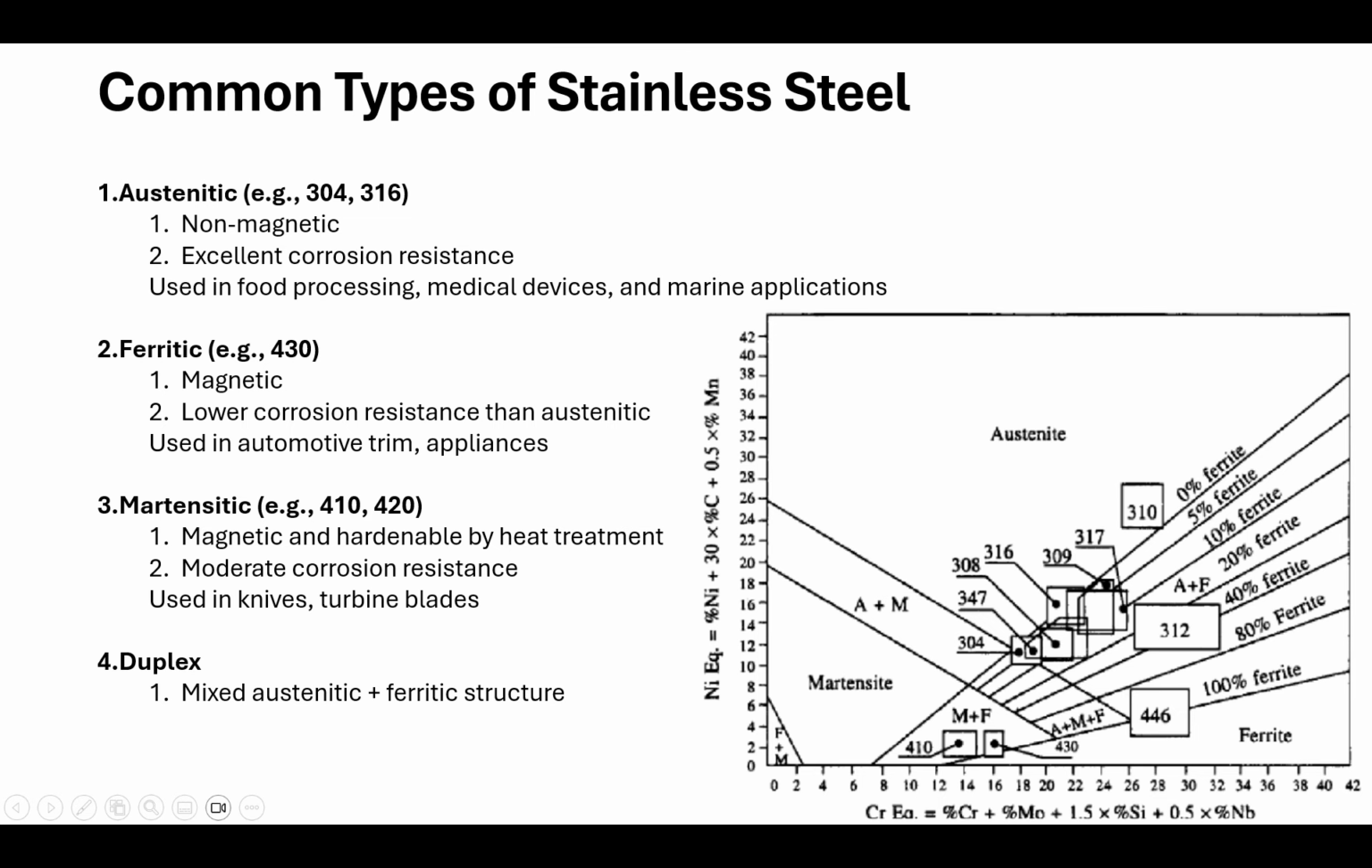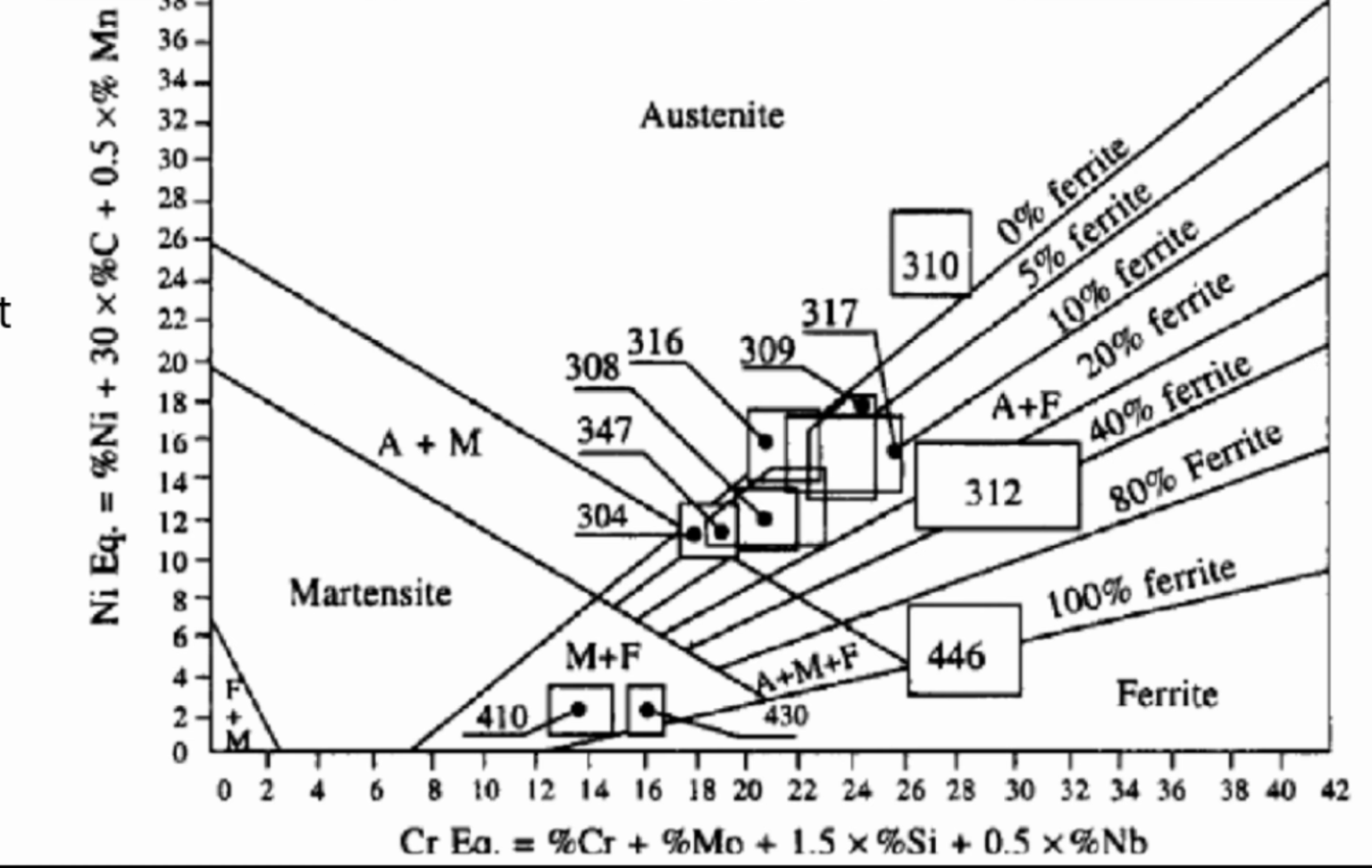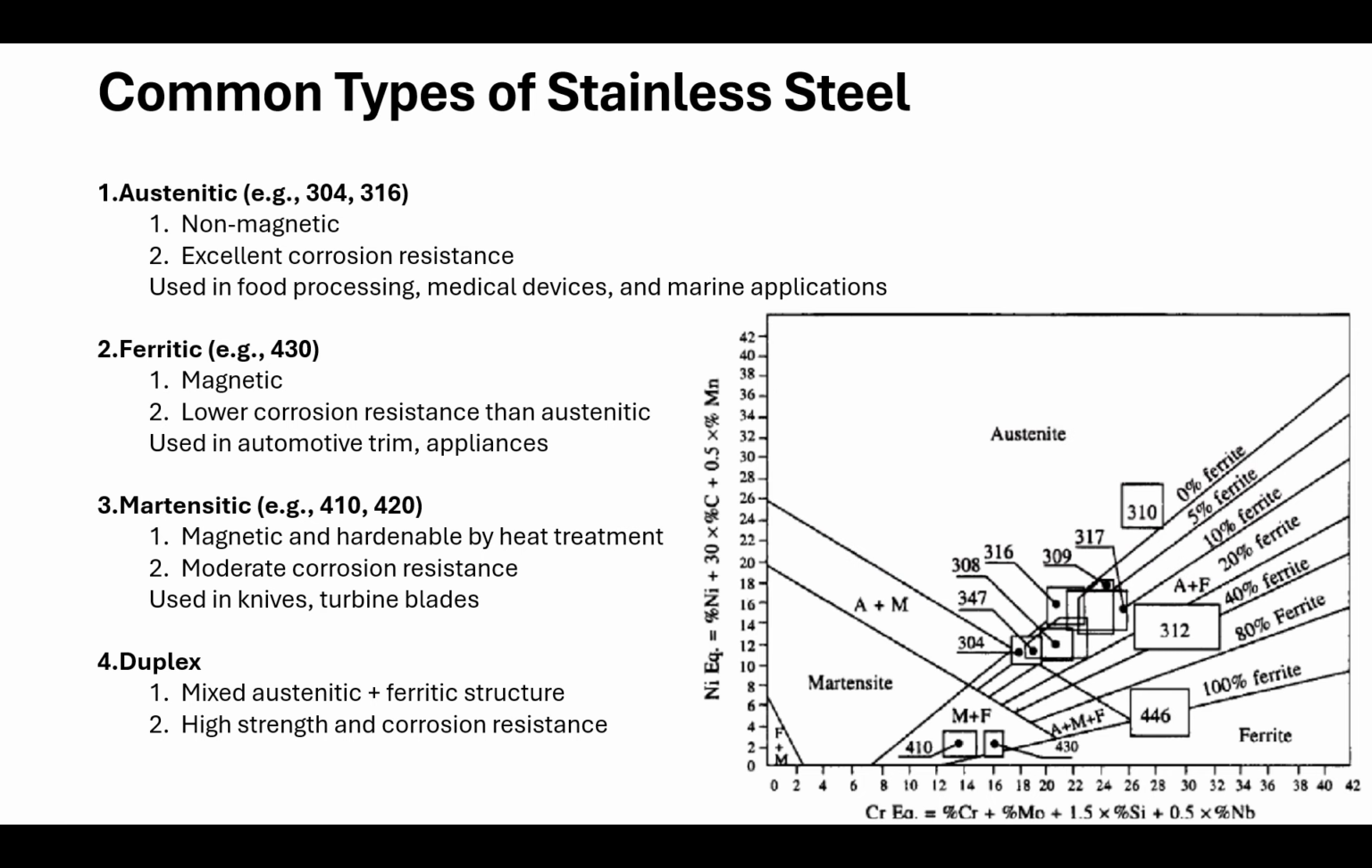And last is the duplex one, extensively used in industry, petrochemical, and oil and gas. They have mixed austenitic and ferritic structures. So this is the area beyond 0% ferrite, 5%, 10%, 20% ferrite, and above this line is the austenitic region and ferritic. So duplex stainless steels have these two phases, austenitic and ferritic. They are very high strength as well as great in corrosion resistance, and they are also non-magnetic.